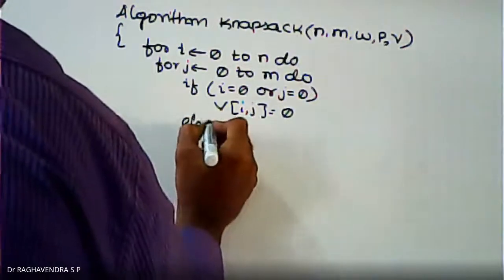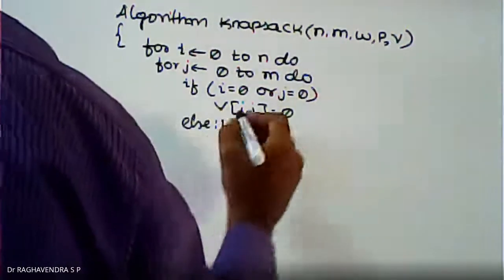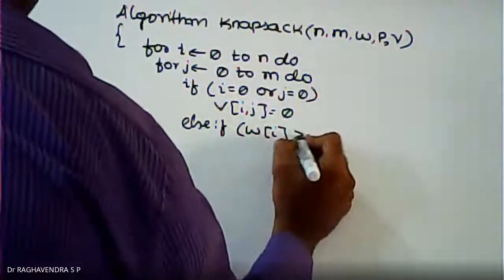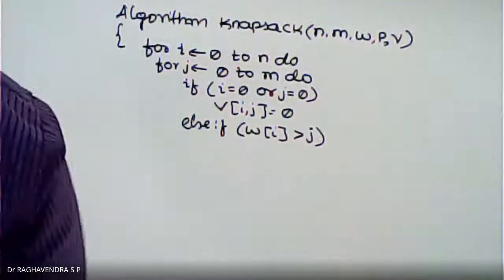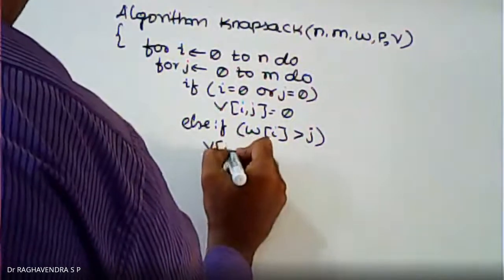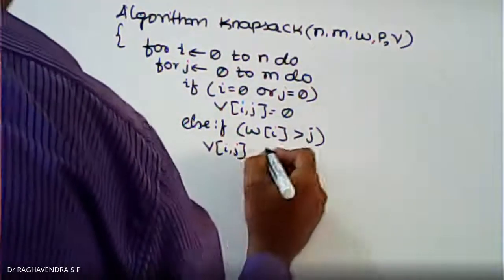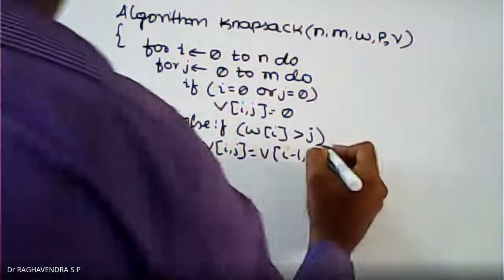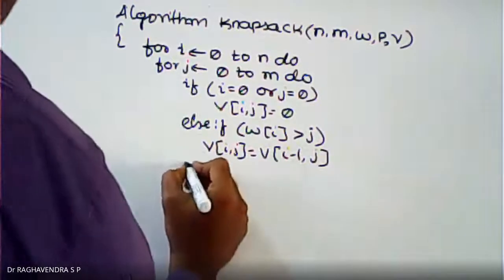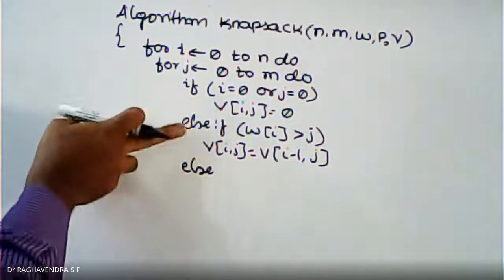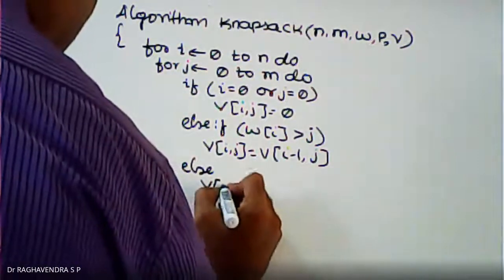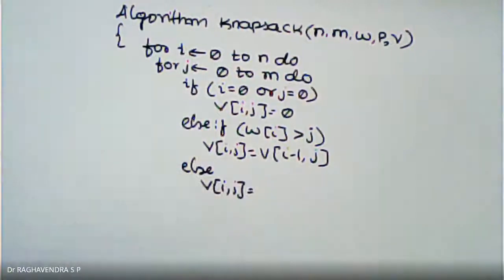Else if W of I greater than J, then B of I comma J is equals to, if you remember the formula, B of I minus 1 comma J. Else means this is the first case, this is the second case, the last one is the third case. What is the third case? B of I comma J is equals to, can anybody tell me the last final case?